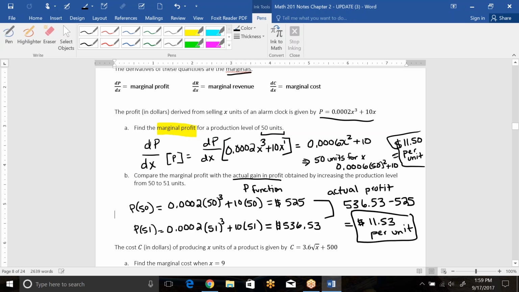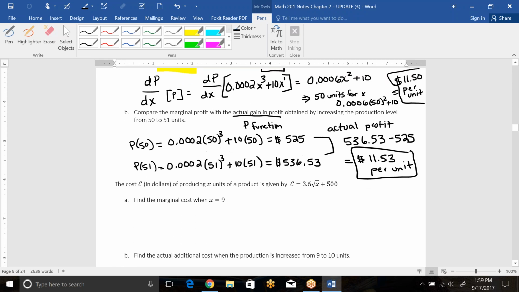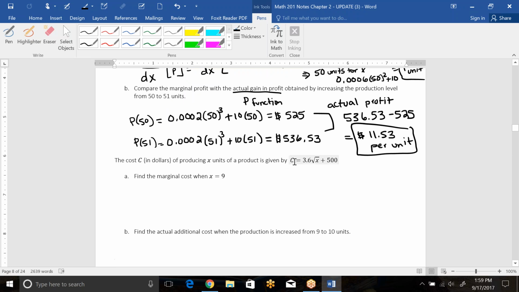Okay, let's do one more. This one is the cost C in dollars of producing X units of a product is given by C equals 3.6 times the square root of X plus 500. Find the marginal cost when X equals 9. So because they've said marginal cost, we know we need to take the derivative of C. So dC with respect to X of 3.6, since that's a square root of X, I'm going to go ahead and write that as X to the 1/2 power plus 500.